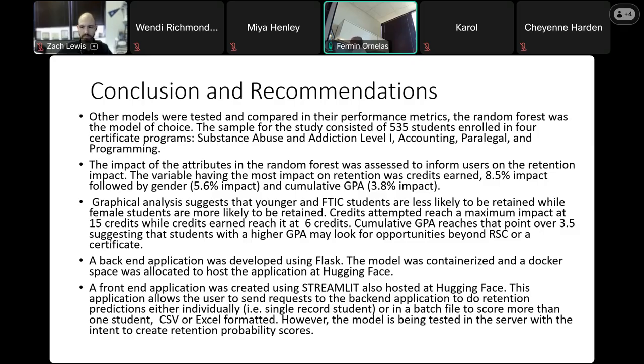Again, I developed a back-end application using Flask and the front-end application using Streamlit. Having said that, in reality, the model is already uploaded in the server, and pretty soon will be tested on the production side to make actual predictions. So that's pretty much where we are. And I'm at 45 minutes, so we have 15 minutes.